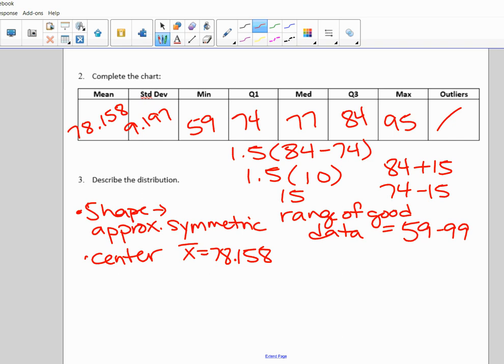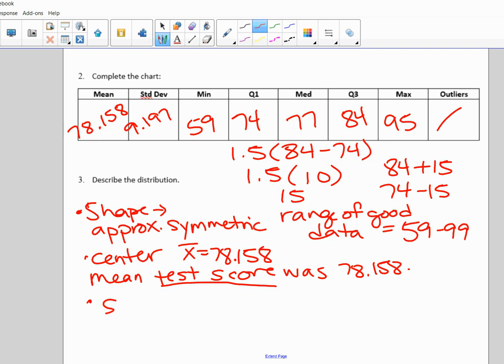78.158. Now, I don't know if these are percentages or whatever, but if you're answering this on a test or a quiz, I would say something like, the mean test score was 78.158. Again, this is now putting this in context, right? So the spread is going to be the standard deviation. So the standard deviation of the test scores was 9.197. Because again, I'm not sure if these are percentages. It looks like they might be, but I don't know for sure. And I would say that there are no outliers.